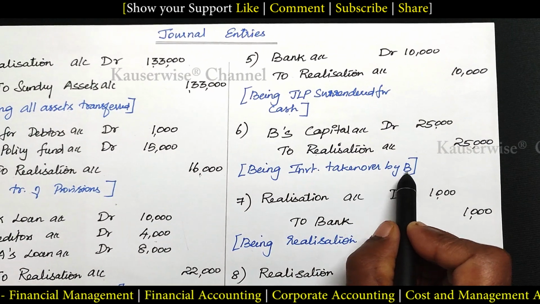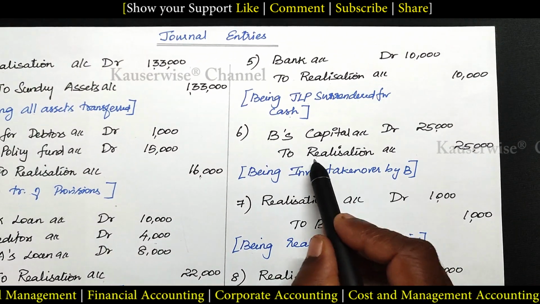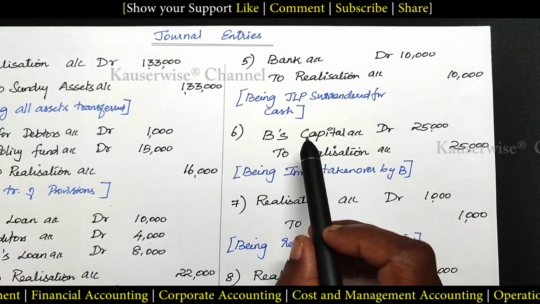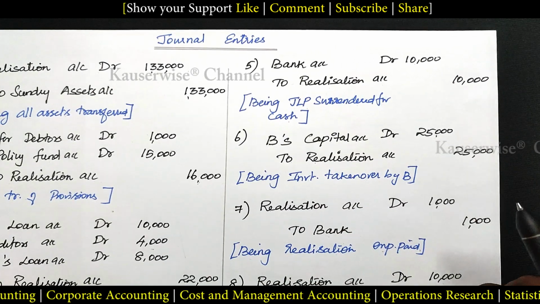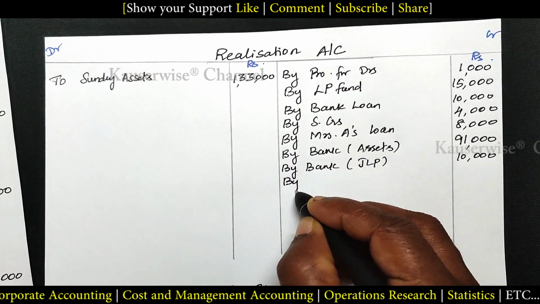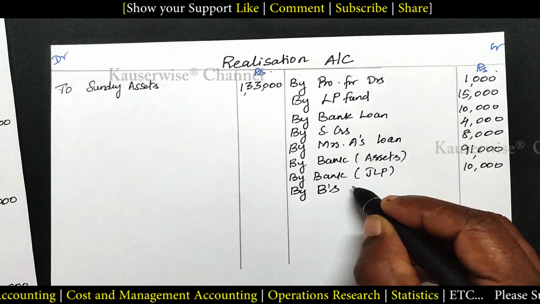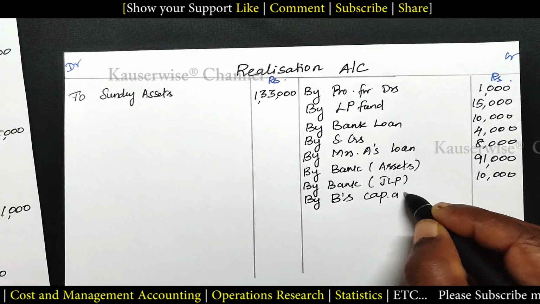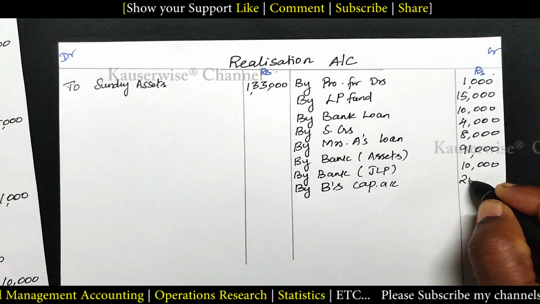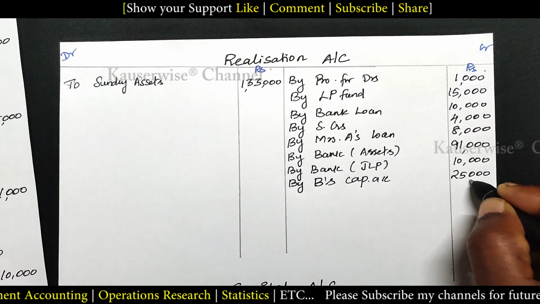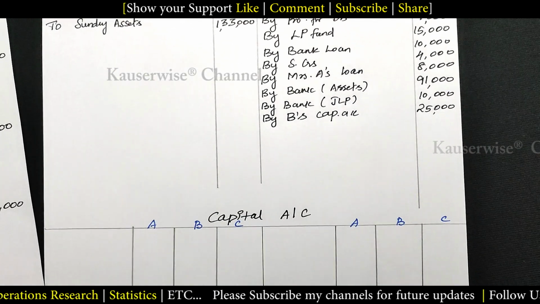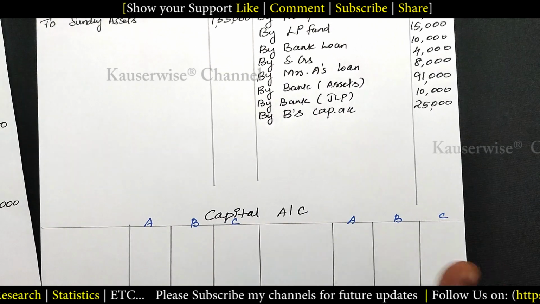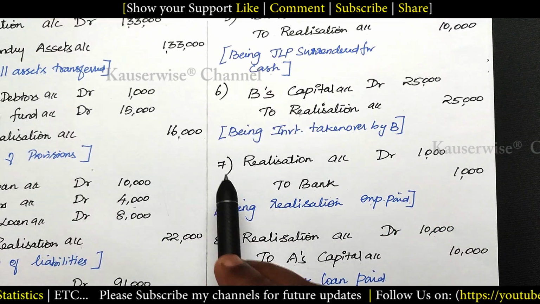Next one, investment taken over by B. Entry: B's capital to realization. So instead of bank, we have entered B's capital now. So enter this under realization credit side. By B's capital account. How much? 25,000. The same will be entered under B's capital account on the opposite side while you prepare the capital account.